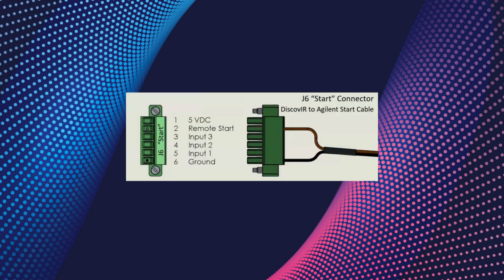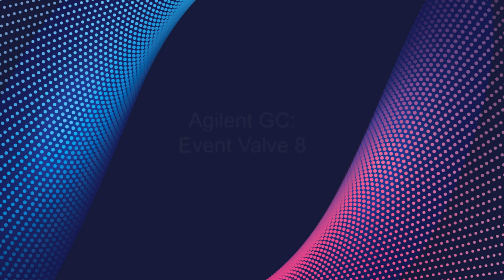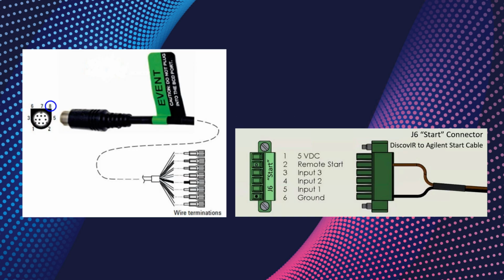In order to receive the external event, a cable must be added from the GC to the back of the Discover hardware. The specific event wire in the cable should pull to ground the TTL event input 1, which is pin 5 on the J6 start plug of the Discover start cable. As an example, here we will go through setting up an Agilent GC for variable end time. For an Agilent, we will be using event 8. Shown here, the wire from pin 8 blue goes into the J6 input 5 event 1, and the wire coming from pin 7 purple goes into J6 input 6 ground.